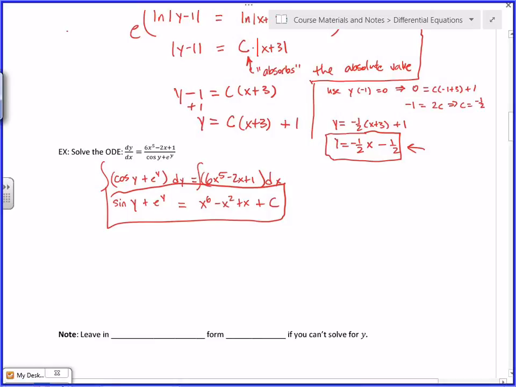You can leave it in implicit form only if Dr. Franklin can't solve for y. You don't have to actually write my name on there. You can just say you. But you get the point, right?